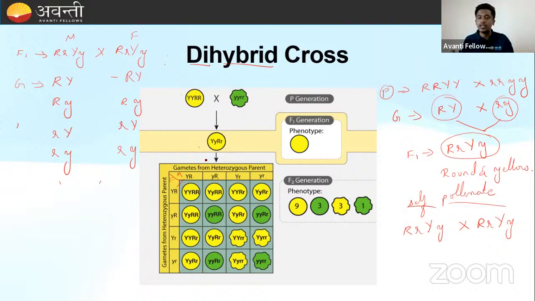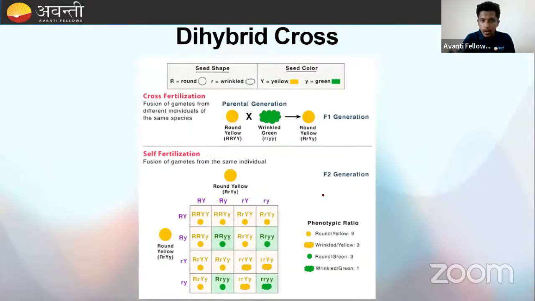Once we do this, if you observe what we have got, you will understand that around 9 of your seeds were round and yellow, around 3 were wrinkled and yellow, around 3 were round and green, and 1 was wrinkled and green. So this is the phenotypic ratio. Observing this phenotypic ratio, we can establish a very important law according to your dihybrid cross, that is nothing but the law of independent assortment.